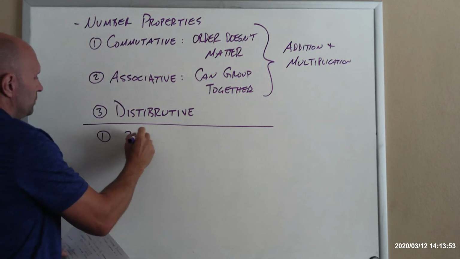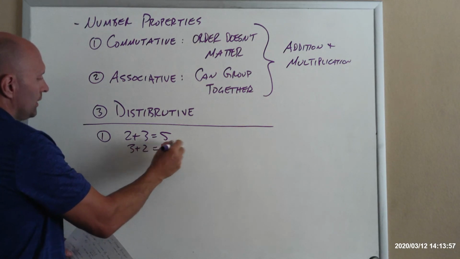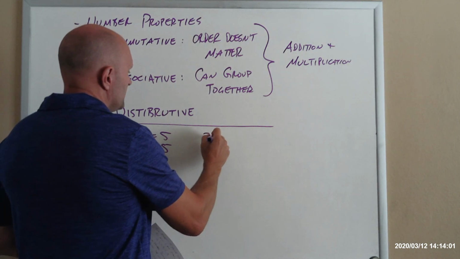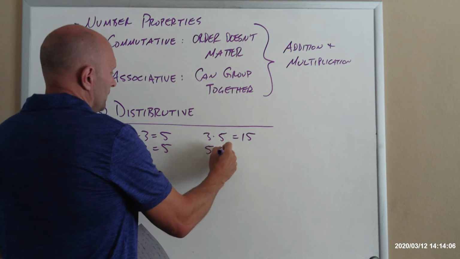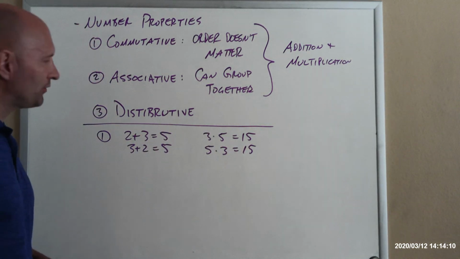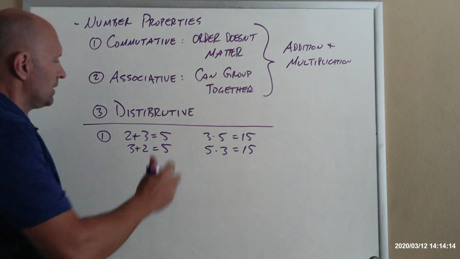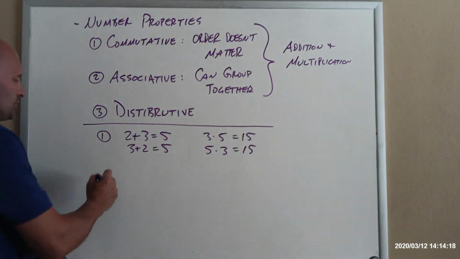So if I have 2 plus 3, that's 5. If I change the order, 3 plus 2, still 5. If I do multiplication, 3 times 5, 15. 5 times 3, 15. So I put the dot between the numbers here. That's our symbol for multiplication. In the homework and stuff, you might see an X, the multiplication sign, same thing.